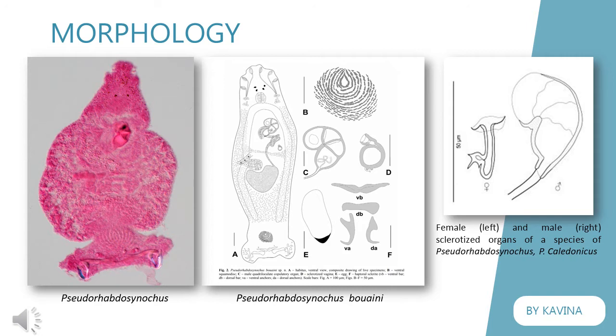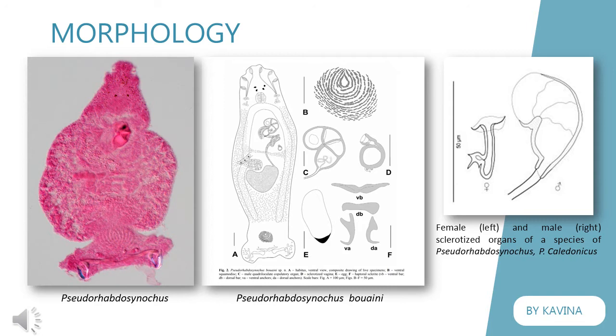Adults are hermaphrodite. The reproductive organs include a single ovary and a single testis. As in all diplectanids, the ovary or germarium is anterior to the testis and loops around the right intestinal cecum. Species of Pseudorhabdosynochus are characterized by a sclerotized male copulatory organ or quadriloculate organ, which has the shape of a bean with 4 internal chambers.